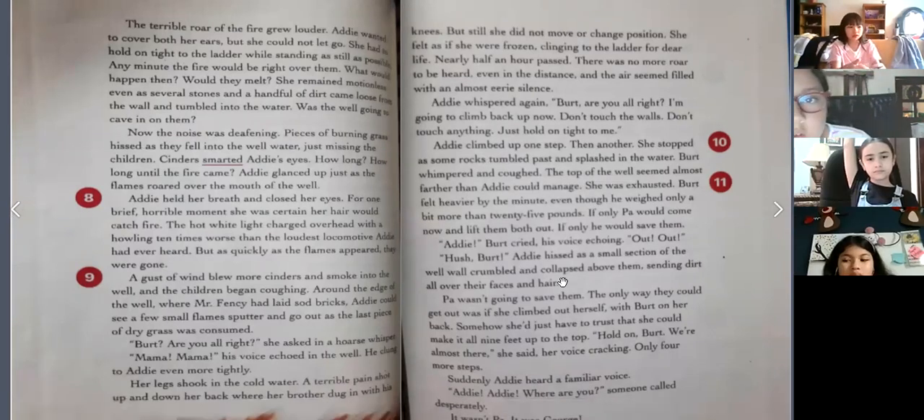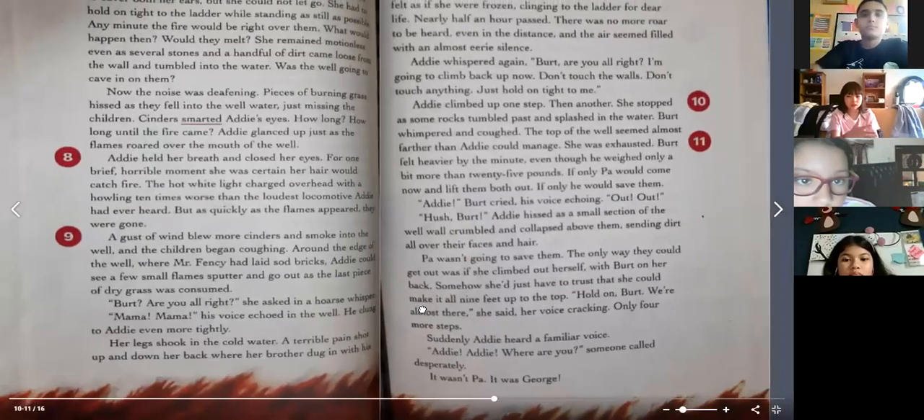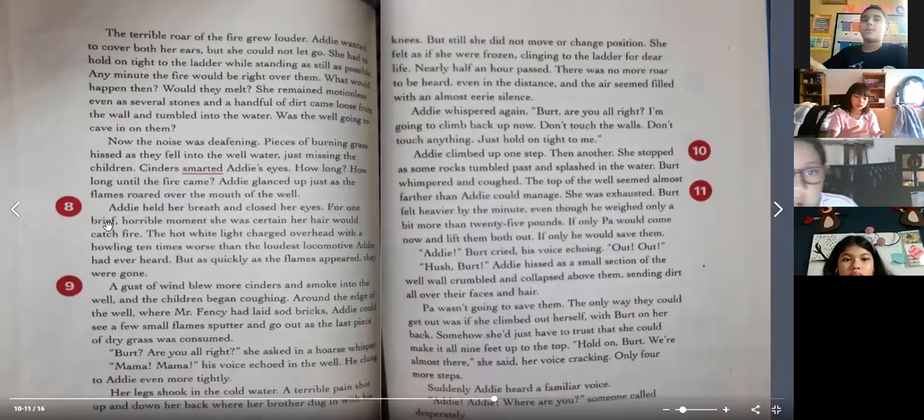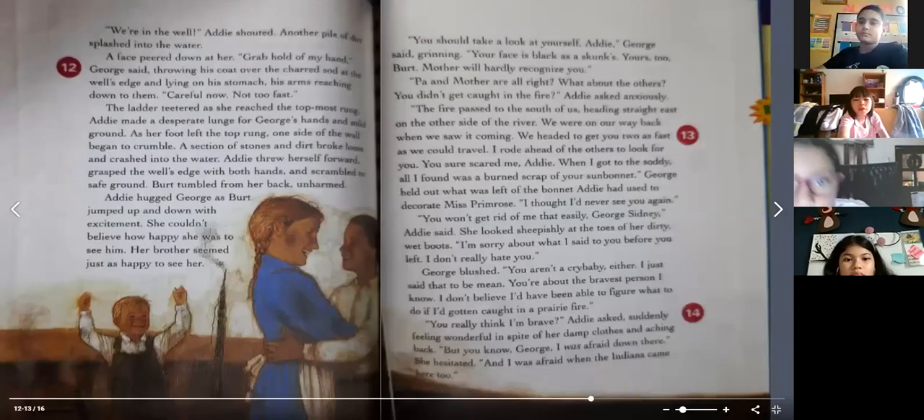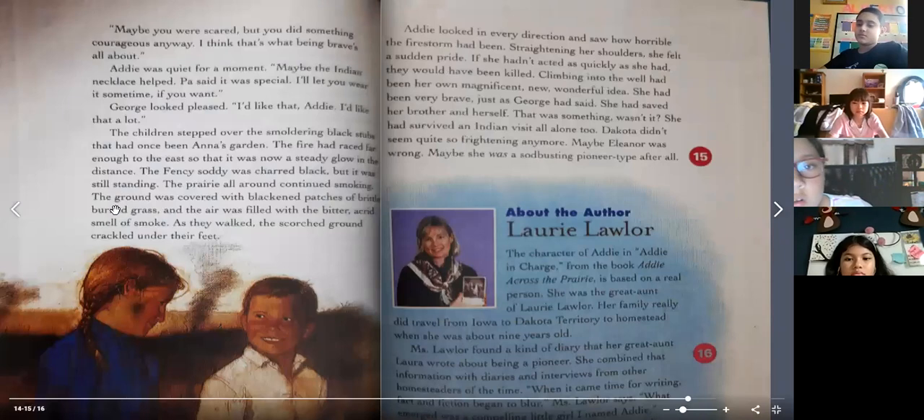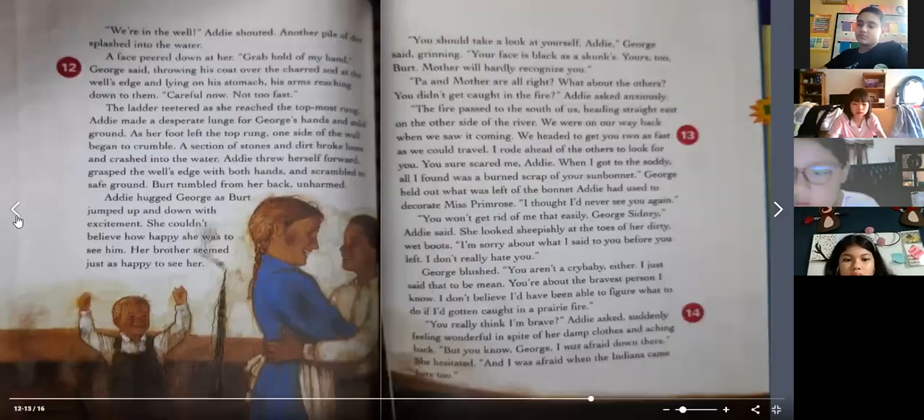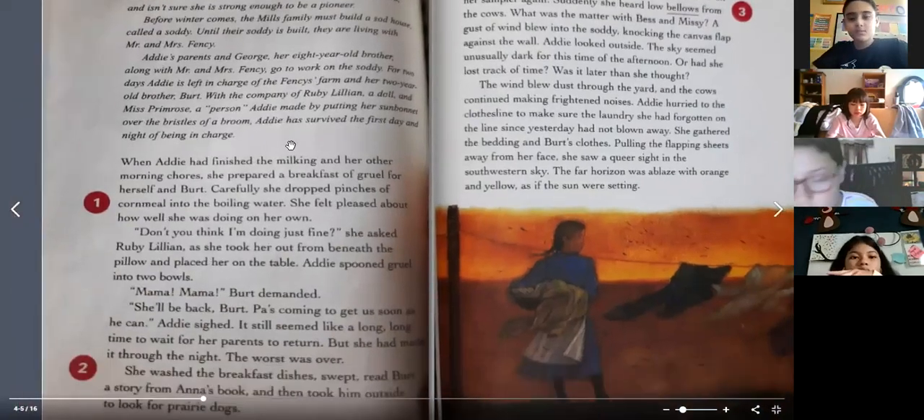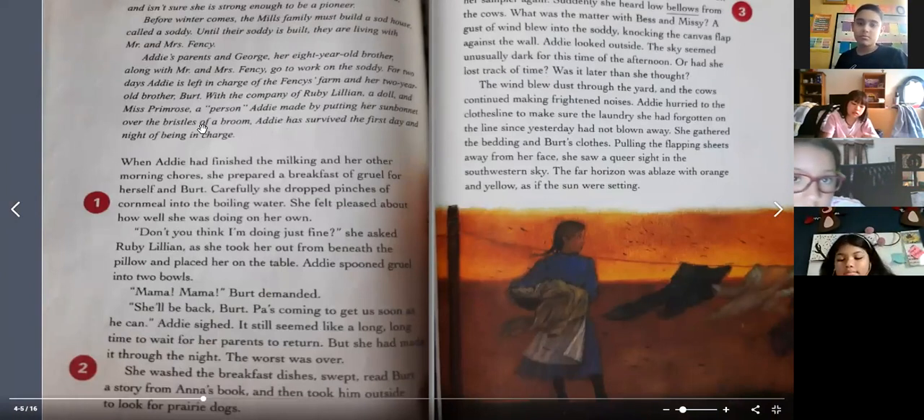Gabriela, do you have any question? I don't remember the name of the doll. The name of the doll. What is the name of the doll, class? Ruby Lillian. Ruby Lillian, that's right. That is the name of the doll. Here it is, in the first part. It says, with the company of Ruby Lillian, a doll, and Miss Prim in person, Addie may put in her song body. So here it is, Ruby Lillian.